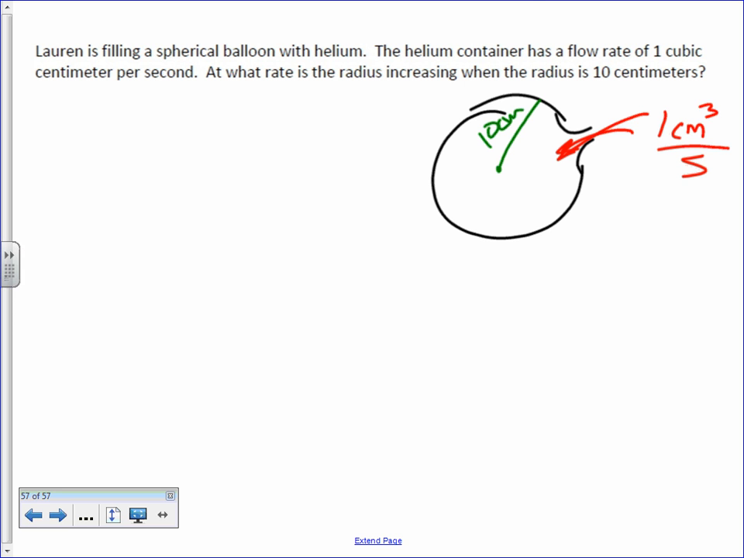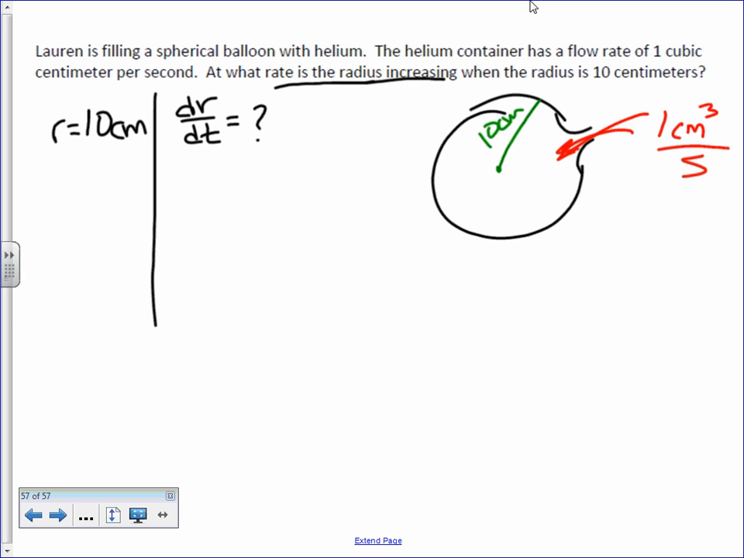Radius is 10 centimeters. All right, so we have to organize our information here. We were given r equals 10 cm. And anytime I put a variable over here, I'm also going to put its derivative. dr/dt equals, well, we don't know yet. Actually, at what rate is the radius increasing? That's exactly what we're trying to find. So I'm going to circle that. That's the one that I'm most interested in this problem.